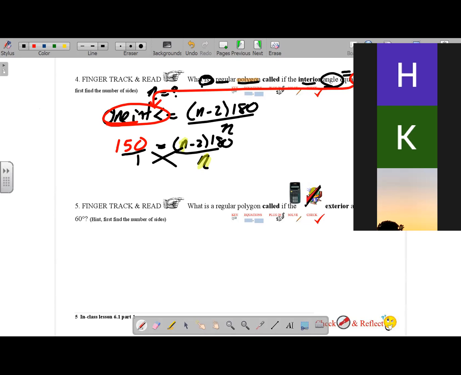Catherine, what's our next line read there? 150n equals n minus 2 times 180. Got it? And Ava, what do we do with that 180? We distribute. Great, so the next line reads what, ma'am? 180n minus 360. Minus, there we go. Anthony, what would be your next step if you were solving for n, sir? You would subtract 180n from 150n. Yep.